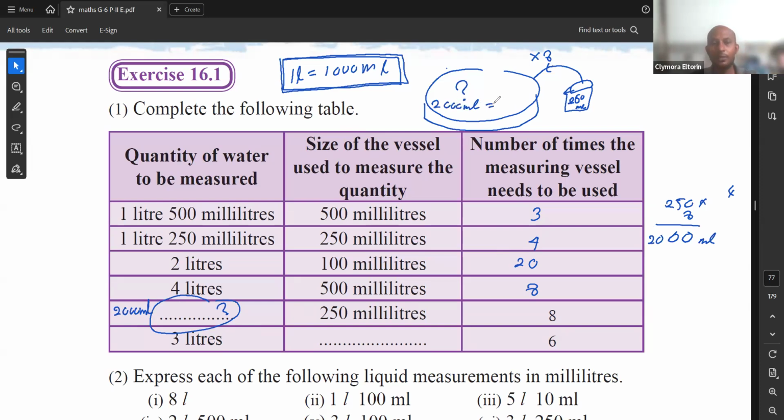Then how many liters is it? We know 1000 milliliters equals a liter. So 2000 means 2 liters. So the answer here is 2 liters. Don't write the milliliter value. It's better to write it as 2 liters.